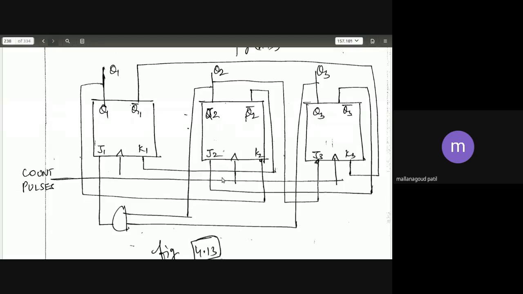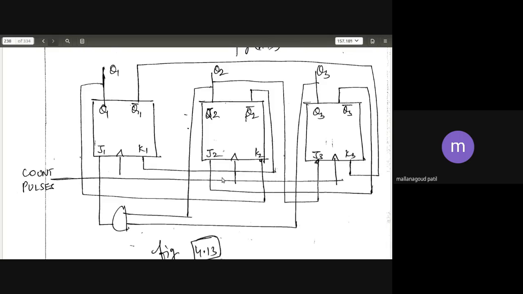Then, instead of doing it individually, you can send a clear signal to all the flip-flops with the clear pin. Then immediately all the flip-flops will clear. It is as good as reset. Reset all the flip-flops by sending the particular signal to the clear pin. If it is active low, send 0. If it is active high, send 1.